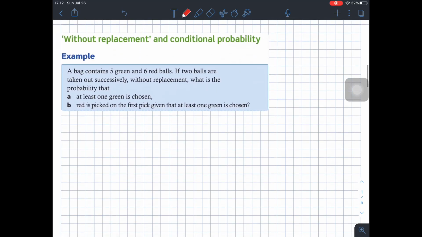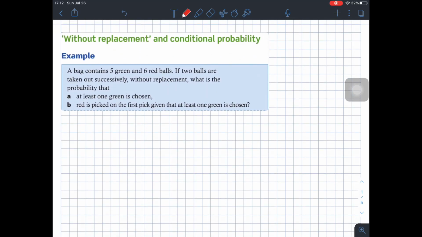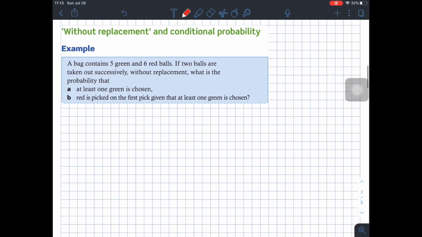Now let's go to probabilities without replacement and conditional probability, it says. So, example: a bag contains 5 green balls and 6 red balls. If two balls are taken out successively without replacement, what is the probability that A, at least one green is chosen, and B, red is picked on the first pick, given that at least one green is chosen?